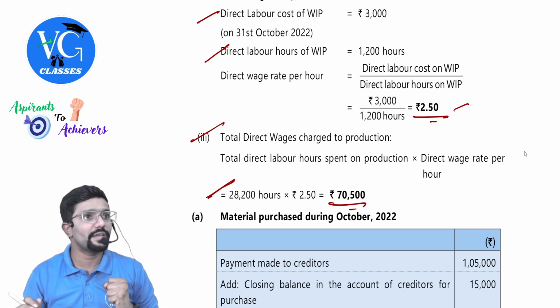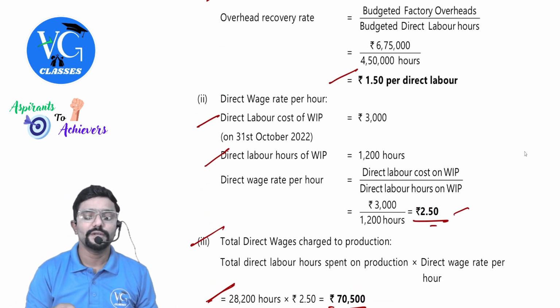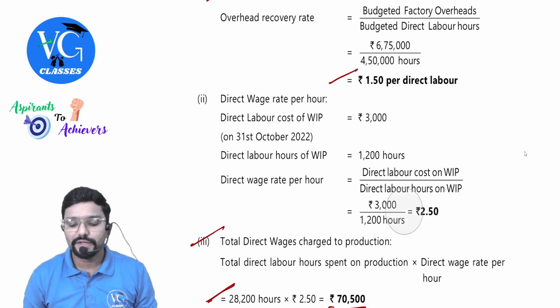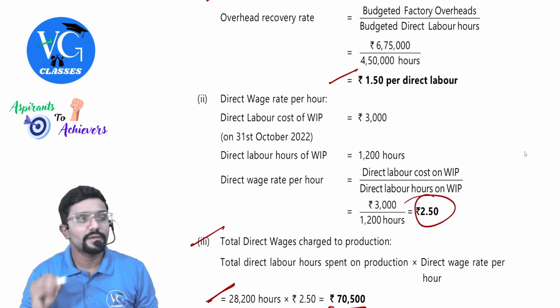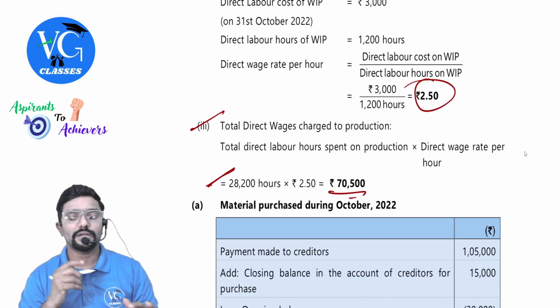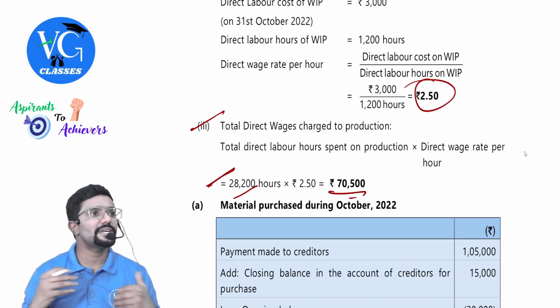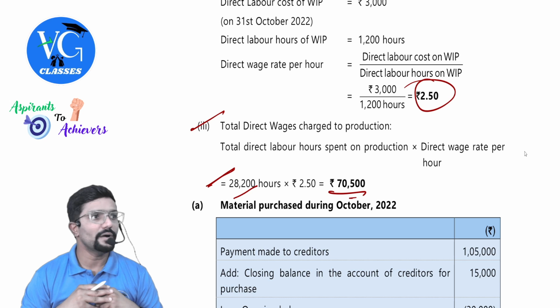Per hour is not given. Can we calculate it? Yes, using what? WIP information. Using WIP information, we can calculate how much per hour. Once we find out per hour how much, we know that the labor hours worked are 28,200 hours. Multiply that with the rate per hour.